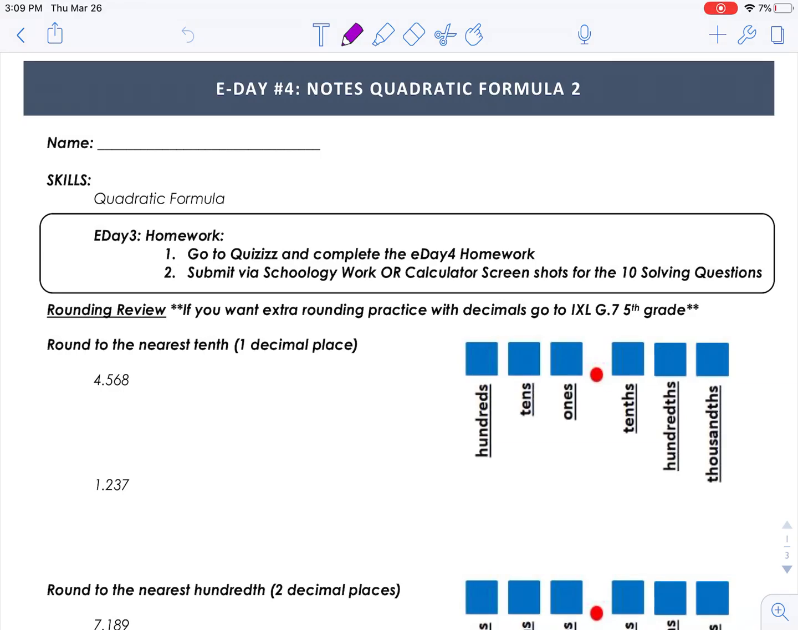Welcome to eDay4. We are going to continue with quadratic formula today. Before we do so, I wanted to review rounding.